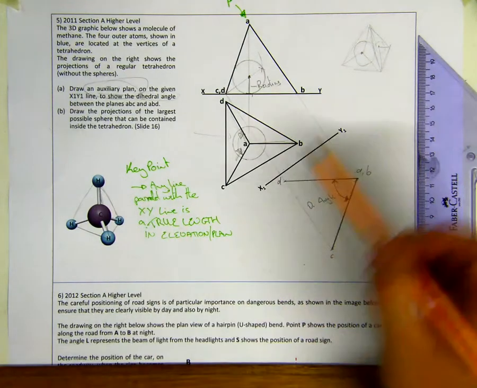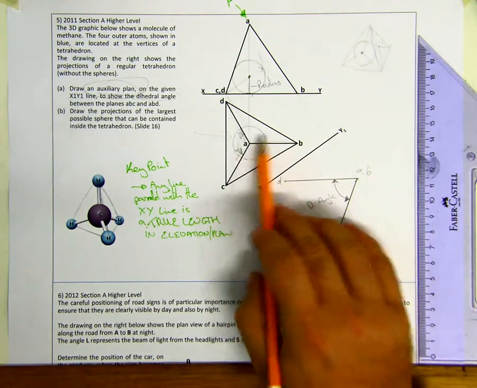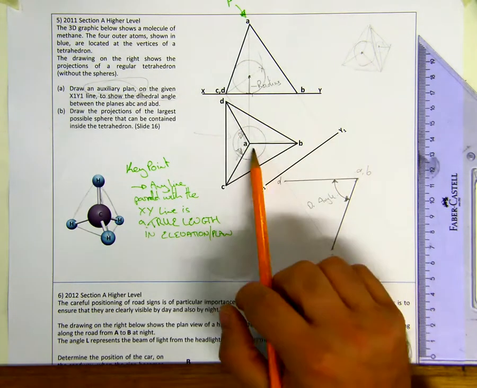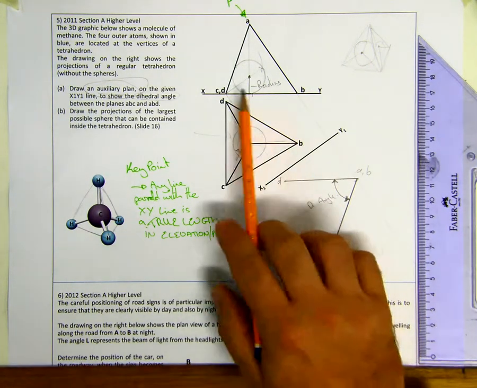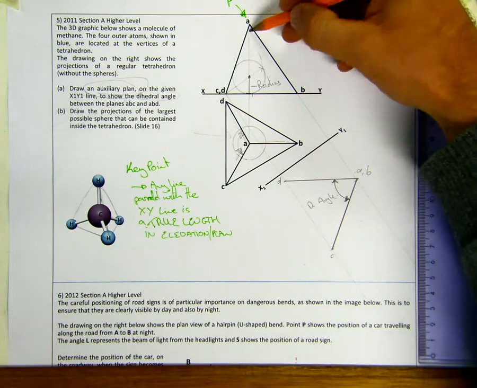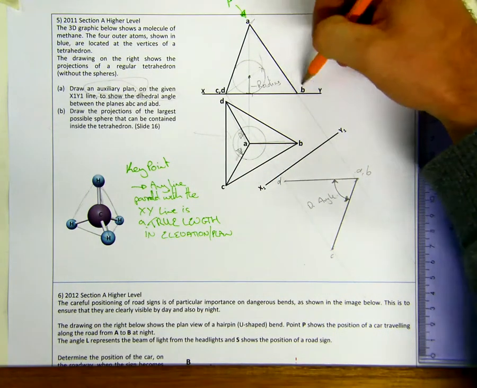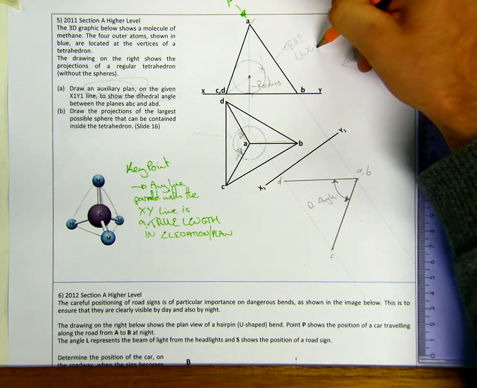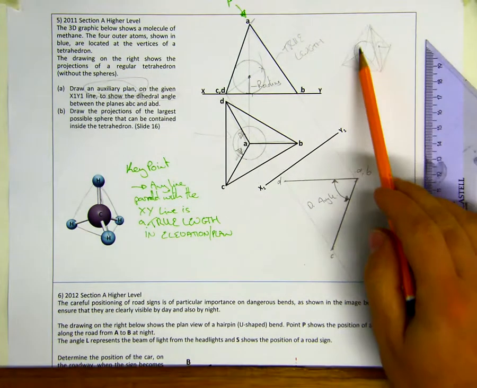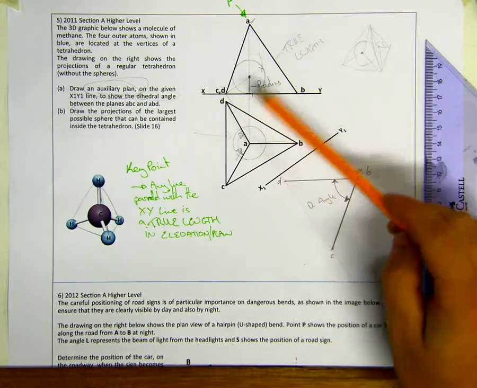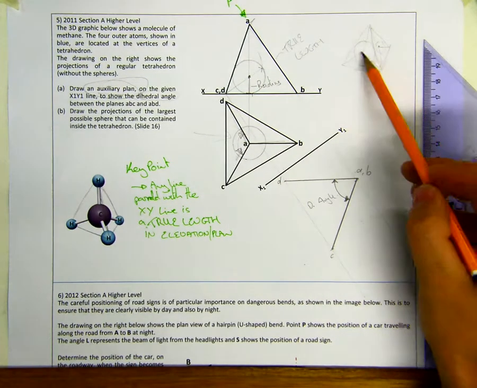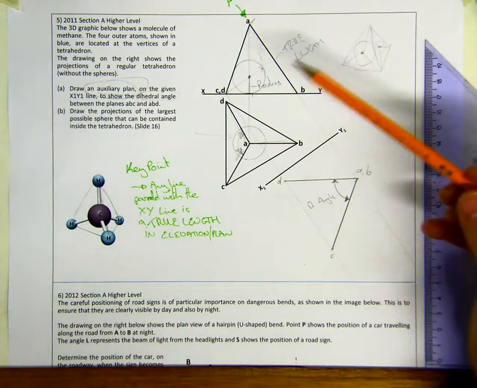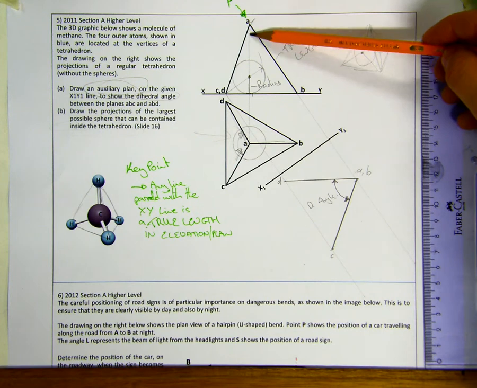So don't forget the key point. If you have any line parallel to the XY line, it's going to be a true length in the other view. For example here, A to B is parallel to the XY line, so A to B in elevation is going to be a true length. So from here to here is actually a true length. Okay, that's one key point. Then, when you inscribe a sphere inside a tetrahedron, it's going to touch the center of every surface, and the center is always located below the apex.